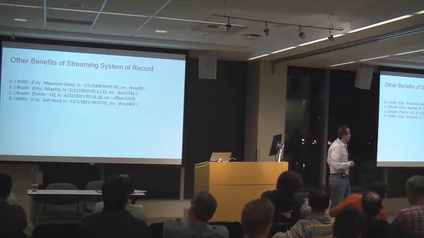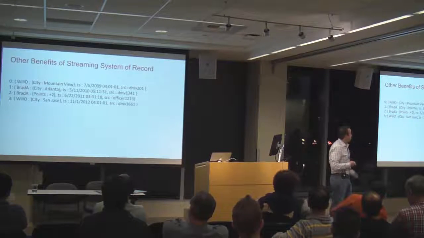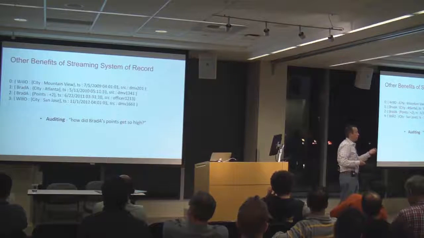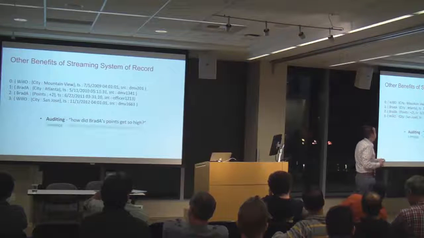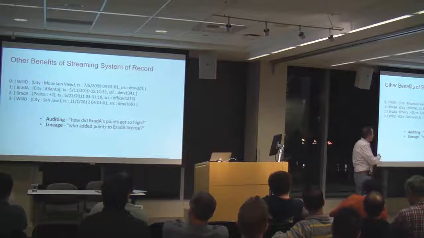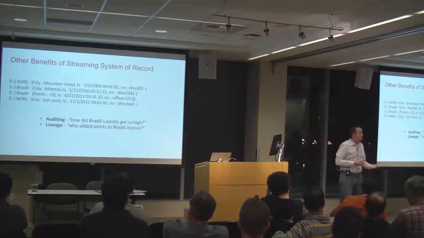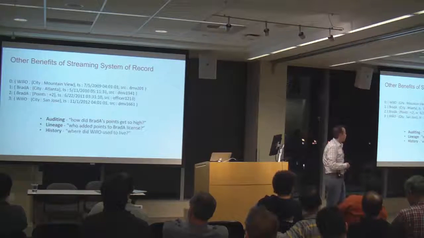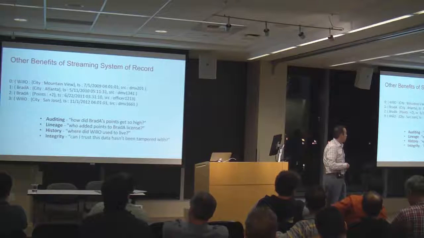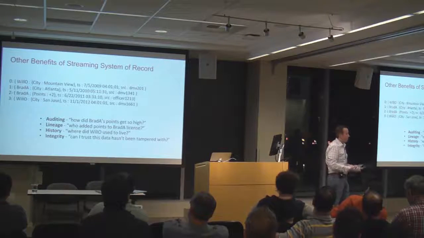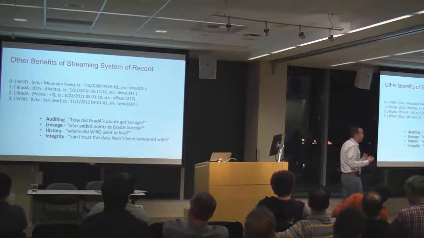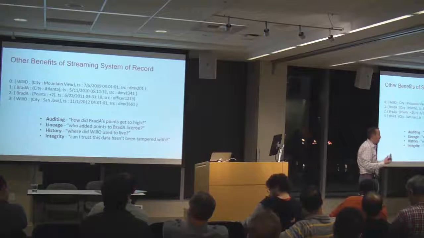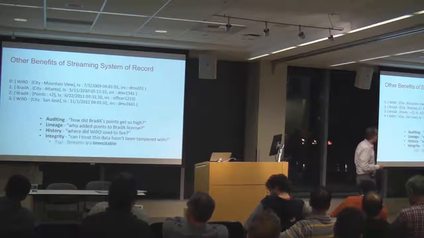So that's where we get into the other benefits of having this stream as your system of record. So one benefit is auditing. So asking yourself, how did something get to be the way it is? Lineage, who did this? Since we have all this extra metadata about when stuff happened, who did it, we can use that to do lineage type queries. You can get a full history. And of course, the integrity is there because by nature, streams are an immutable log. So you can be sure that as you're reading these things, they haven't been tampered with because they're immutable.